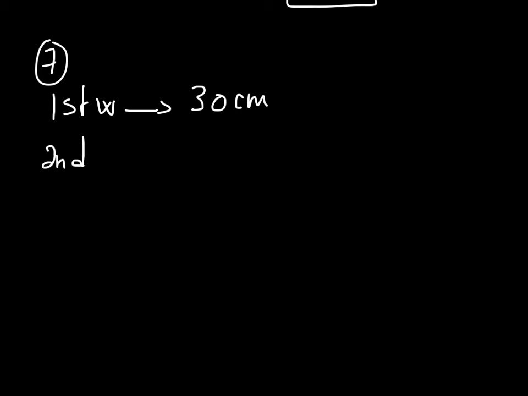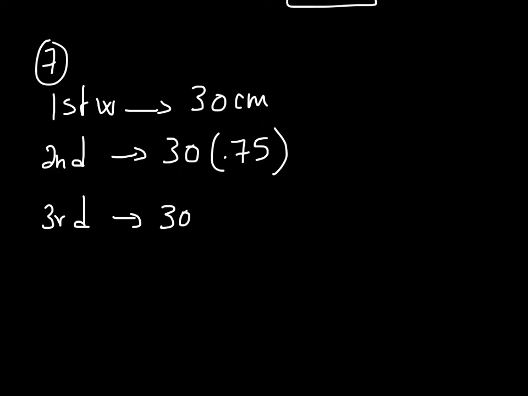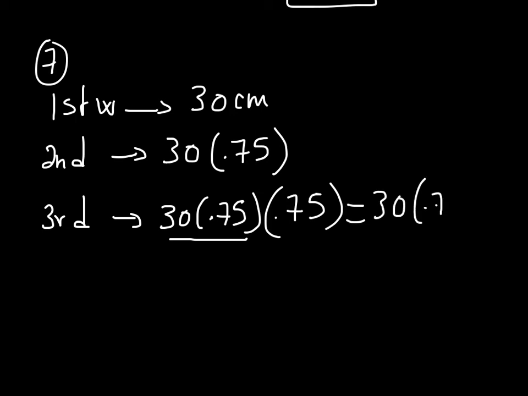Okay, number 7. I want you to look at this one. The first swing, the pendulum travels 30 centimeters. On the second swing, it traveled 75% of the previous distance. So we're just going to have to multiply it by 0.75. On the third swing, it traveled 75% of the previous distance. Well, the previous distance traveled was this, so we're going to have to do 75% of it, which is multiplying by another 0.75. And so that will be 30 times 0.75 squared.